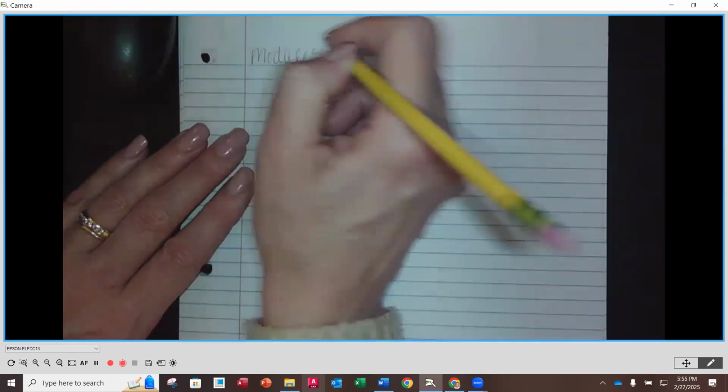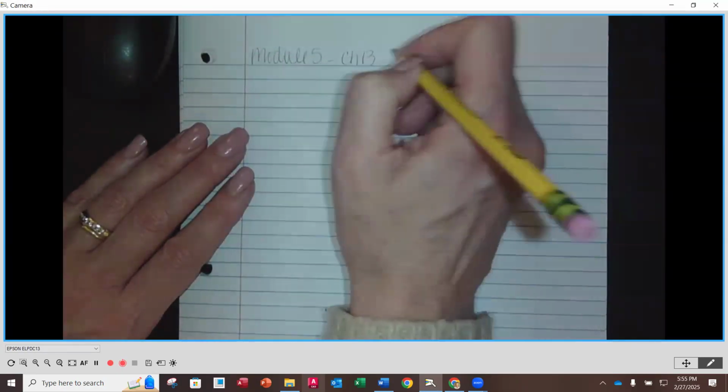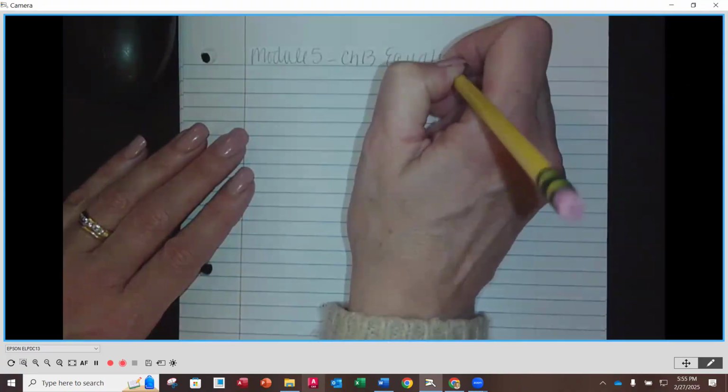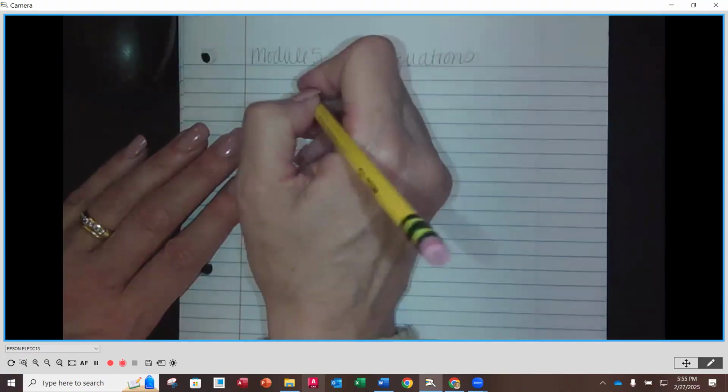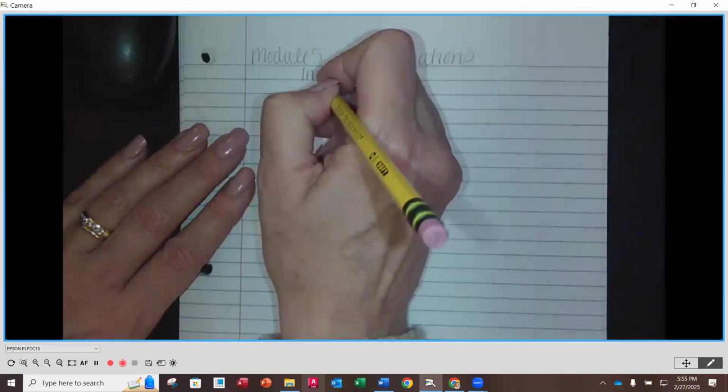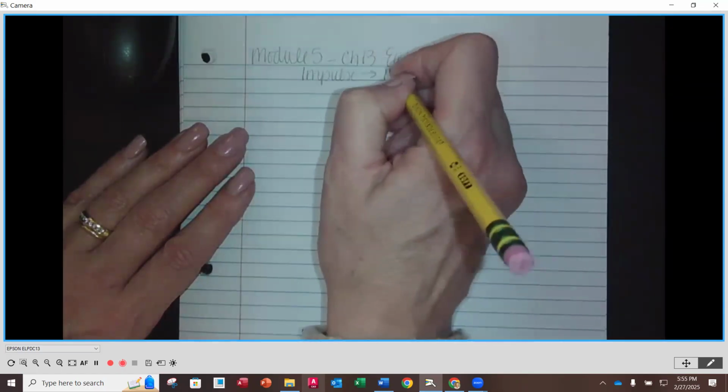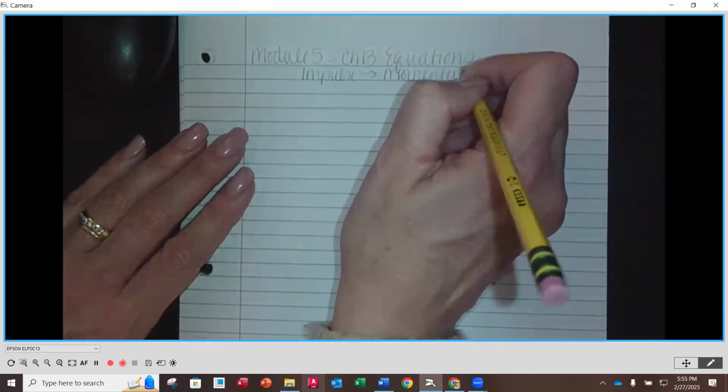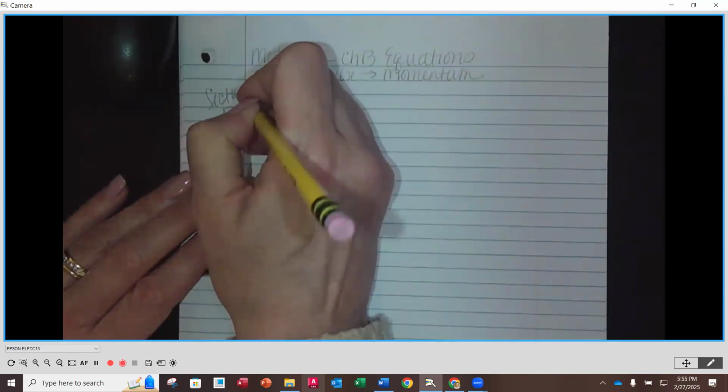So I'm going to go underneath my camera here and pull this over. I'm going to call this Module 5, Chapter 13 equations. You could even call it impulse and momentum. And this is going to be the items related to section 13.3.